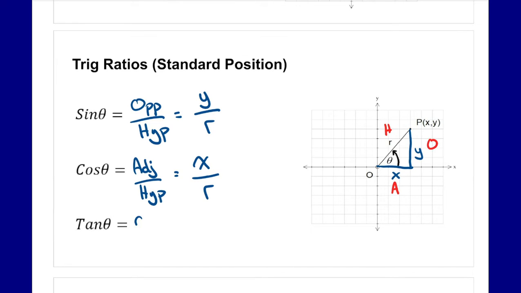And finally tan was opposite over adjacent, but now with our standard position, tan is y over x. It's still the same thing, just now we have specific values because we are using a grid system, not just regular triangles or triangles that we come up with.